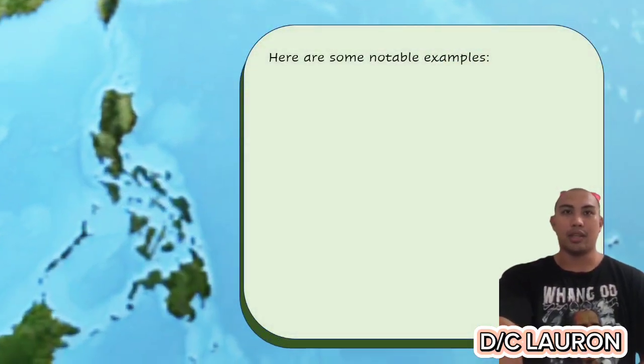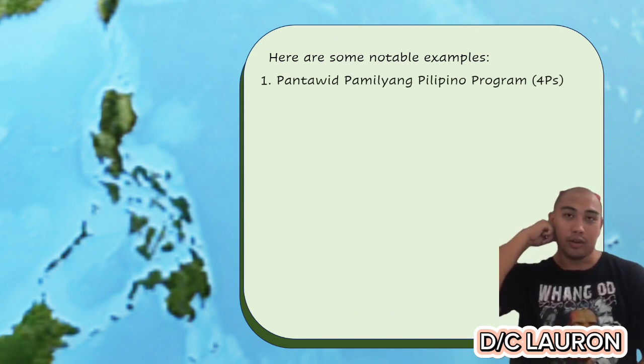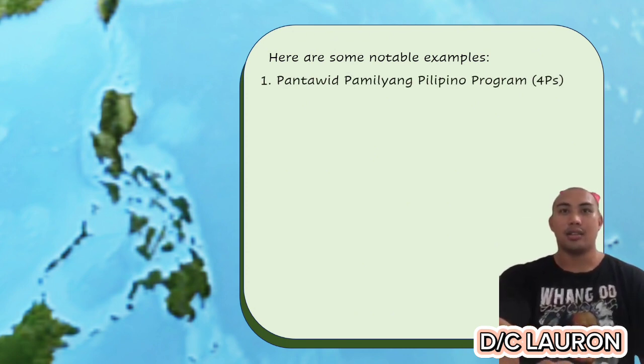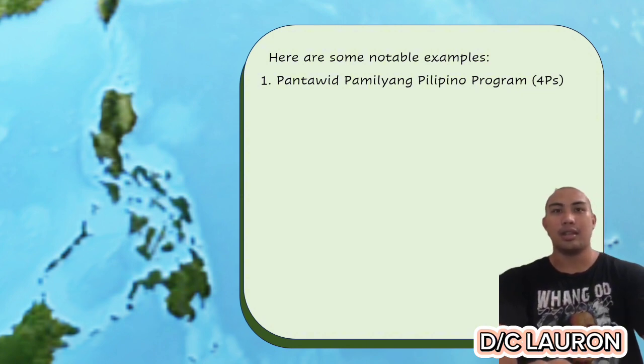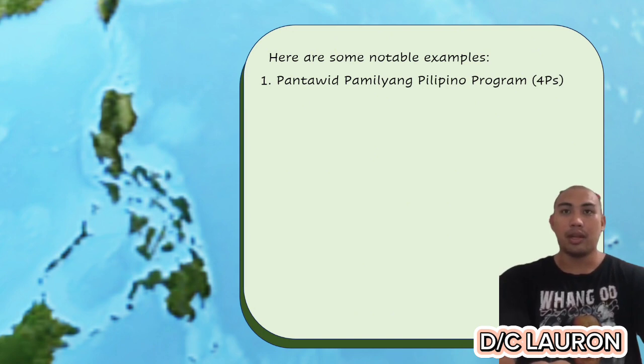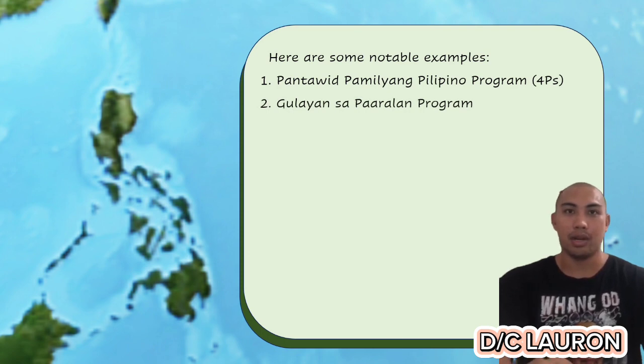So first one is the Pantawid Pamilyang Pilipino program, or 4Ps. This social assistance program is designed to alleviate poverty by providing cash grants to the poorest households in the Philippines. The financial aid is contingent on the beneficiaries' compliance with certain conditions, such as regular health checkups for children, school attendance, and participation in family development sessions. By addressing immediate financial needs and encouraging investments in health and education, the program aims to break the cycle of poverty.